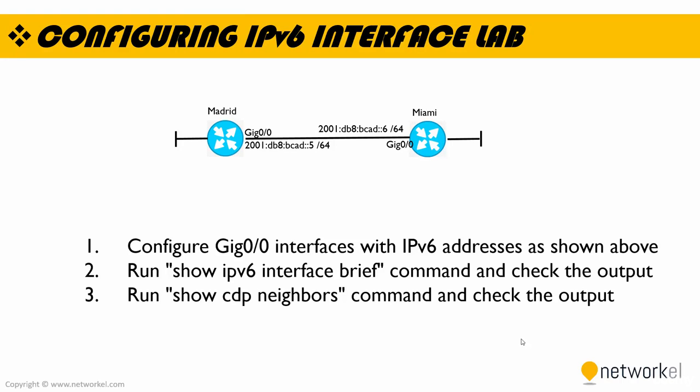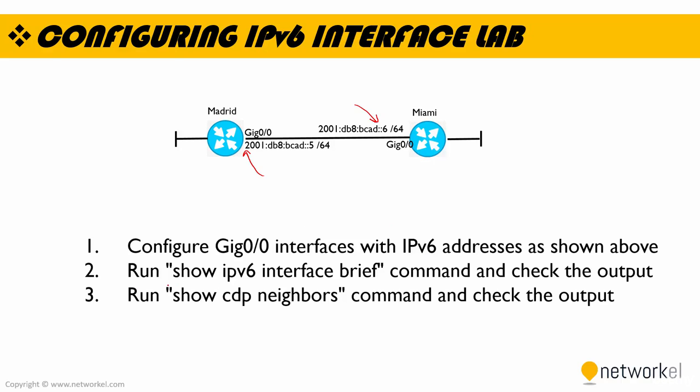In this lab, we will take a look at configuring an IPv6 interface. This lab has 3 steps. In the first step, we need to configure the Gig0/0 interfaces with the IPv6 addresses as shown above. This one and this one.